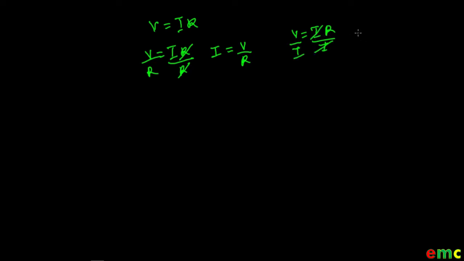We have V to be equal to IR. If we divide both sides by resistance, this will go with this. Then we have the current to be equal to the voltage over the resistance. If we divide both sides by the current, this will go with this. Then we'll be left with the resistance to be equal to the voltage over the current.